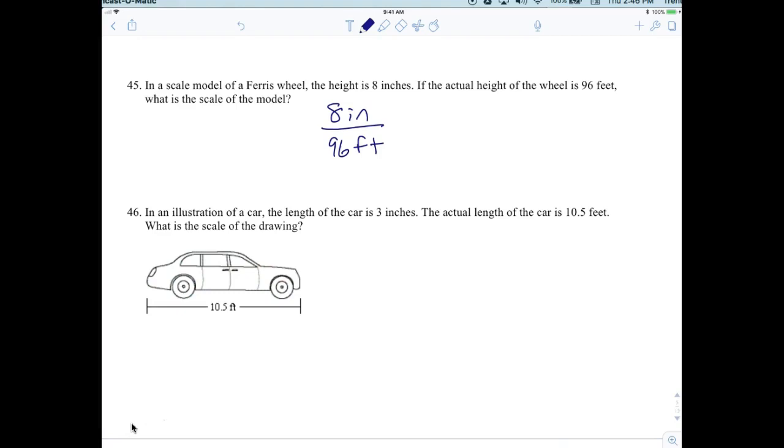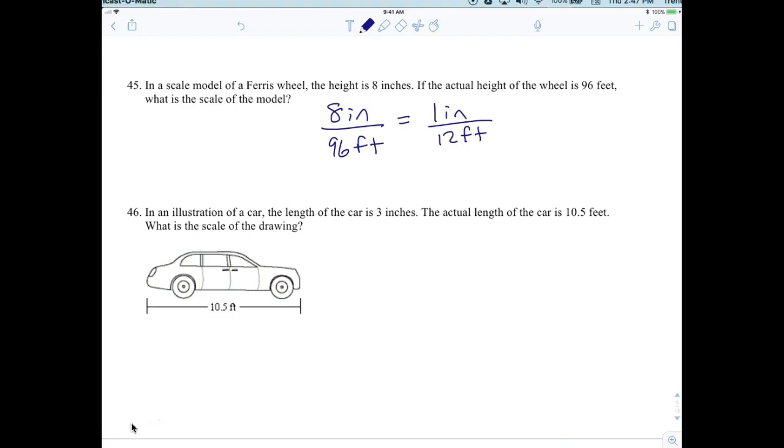All right, think about a map. If you ever look at a map, it sometimes says 1 inch is to 10 miles. That's what we're looking at. That's what the scale is. So in this case, I want you to tell me that 1 inch is the same as what? 12 feet. Now, how did I do that? I just took 96 and divided it by what? 8.